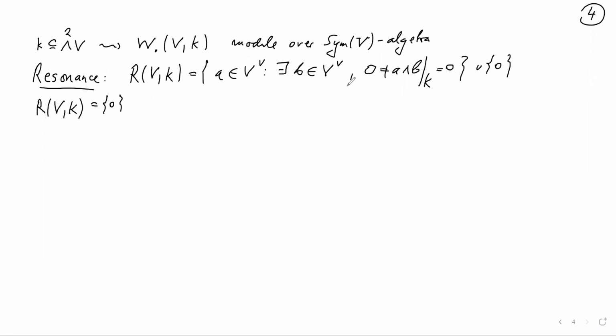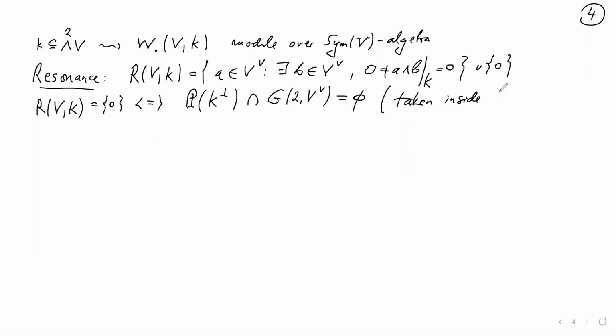The resonance is 0 when there is no such B. So what that means is that no matter how I wedge two forms, I don't land in K perp. And this is something that can be written in terms of projective algebraic geometry very nicely. Namely, it says that if I take the projectivization of K perp and intersect it with the Grassmannian of two planes in V dual, I get the empty set. And this intersection is being taken inside the Plücker embedding of the Grassmannian.